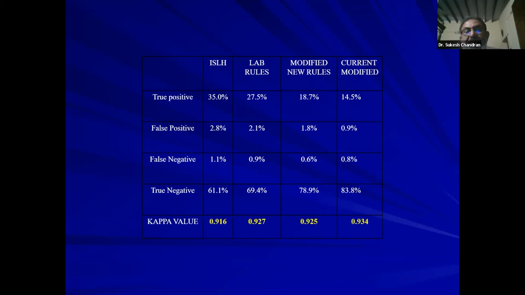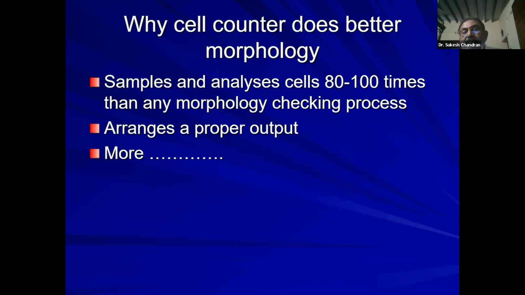So based on the strength of these rules, I looked at the kappa value and I found that the current modified rule had a good strength. So I have adopted the current modified rule, which does not look at the white cell count at all to decide on the peripheral smear. Why? Because I trust the cell counter. Why does the cell counter do better morphology? Because the analysis of cells is 80 to 100 times more than any morphology checking process. 30,000 red cells.